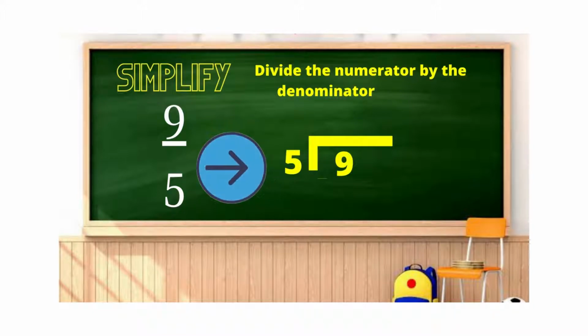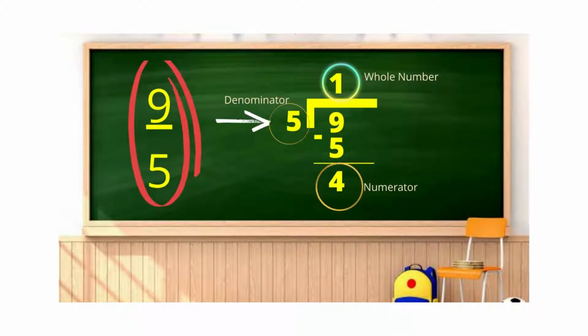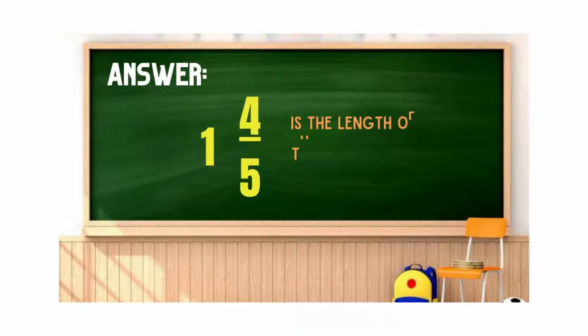So how many 5 can we get from 9? Correct, we get 1. Then multiply 1 by 5, then subtract it from 9. So 9 minus 5, we have 4. Since we cannot get 5 from 4, we are going to write it now as a mixed number. So 1 is your quotient, will be your whole number. 4 will be your numerator. Then 5 will be your denominator. So the answer is 1 and 4/5. 1 and 4/5 is the length of the 3 pieces of cloth.